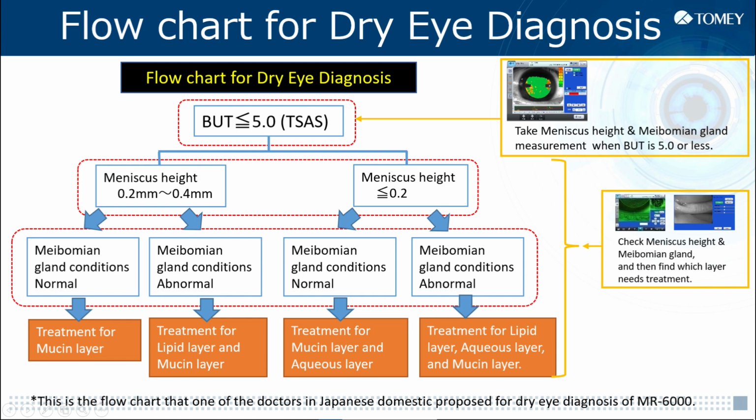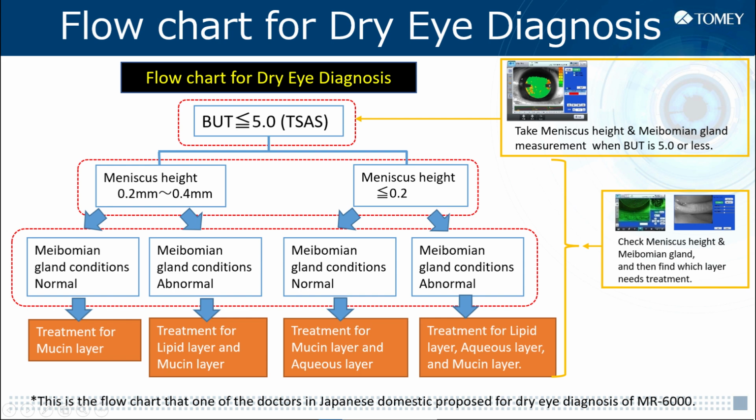This is one of the suggested flowcharts for the use of each application in dry eye diagnosis. This flowchart helps us find which tear layer needs to be treated. For example, in case BUT is 5.0 seconds or less, we check the meniscus condition. If it is between 0.2 and 0.4 mm, and the meibomian gland conditions are normal, we treat the mucin layer.